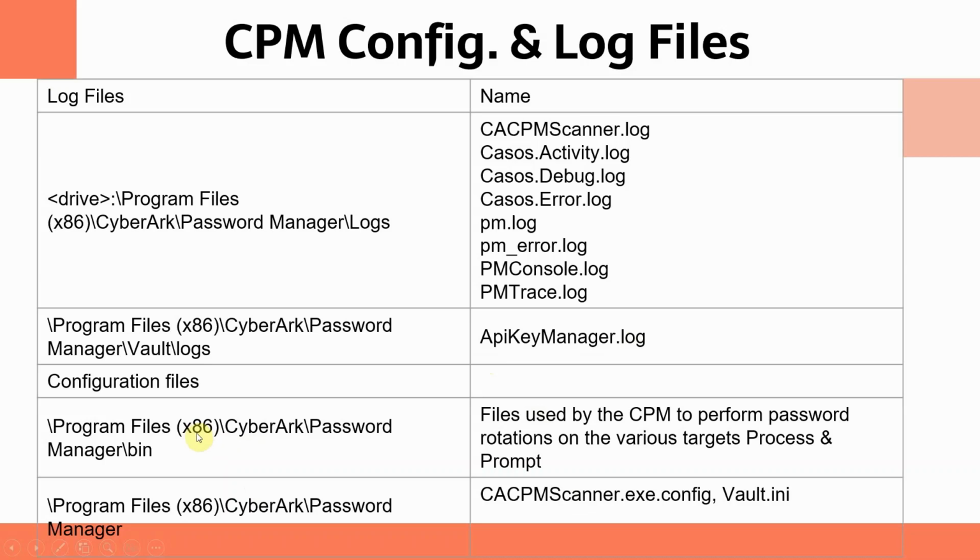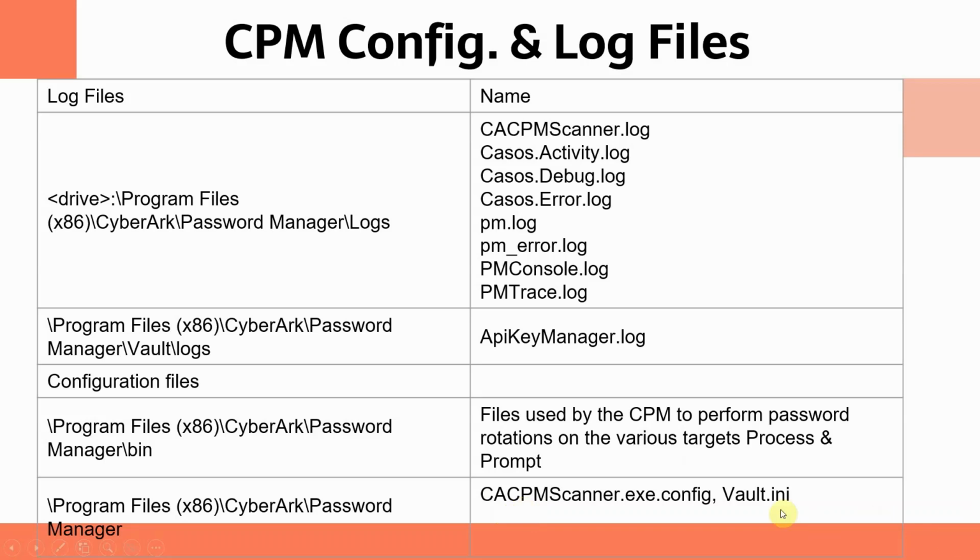Okay, and these are some main configuration files. If you want to change the password of an account, there are some configuration files, .ini files, your process and prompt files, which you can find under this bin folder. Under this bin folder, you will find all the CPM related main configuration, which is used to rotate the password, which is used by CPM to connect to the target server remotely and change the password. And this is the main configuration file for your scanner service, CACPM scanner.exe.